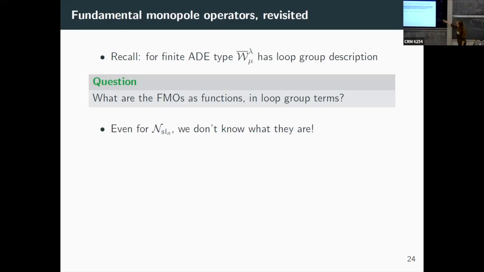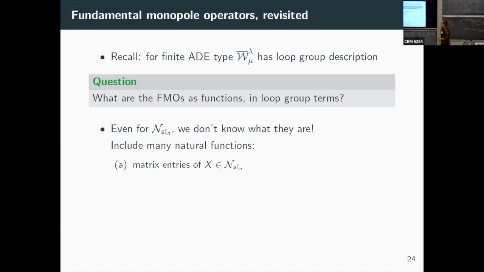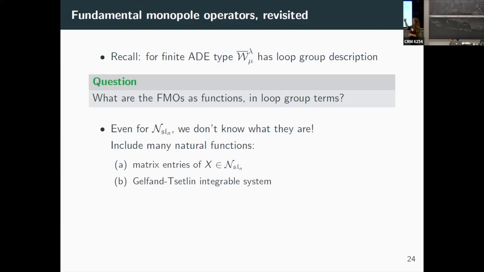And even in the very simplest case, for example, we know the nilpotent cone is arising in this whole story. So we should have all these fundamental monopole operators as functions on the nilpotent cone. We don't know what they are. And it includes lots of natural things like, if you take a matrix in the nilpotent cone, you can look at the matrix entries. Those are functions. You get all of those. You get the Gelfand-Tsetlin integrable system. Somehow that comes for free the way this is constructed.